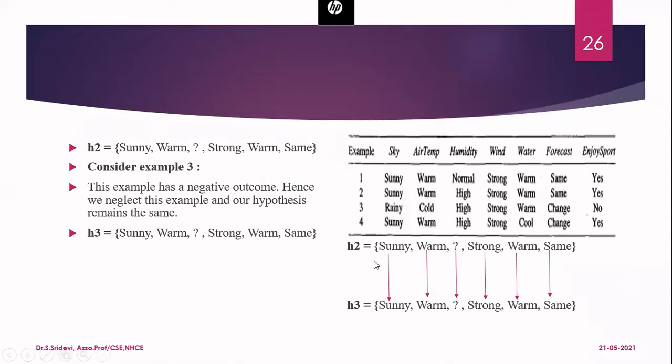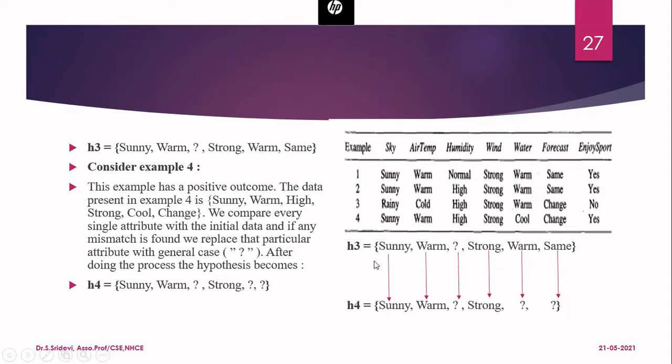Now, let me consider the next example, the fourth example. In the fourth example, after I finish the third example, this is my hypothesis. First let me consider the last column. It is yes. That means it is a positive outcome. So I'll be considering this for refining the hypothesis. When you see this, the first parameter is sunny. Now you check what is there in the hypothesis. It is sunny. So keep it as such. And the second parameter is warm. In the hypothesis H3 also it is warm. So keep it as such.